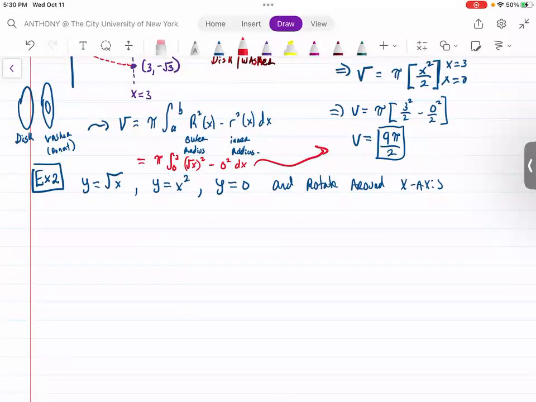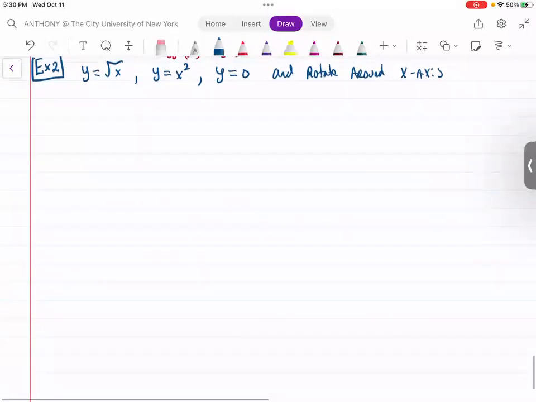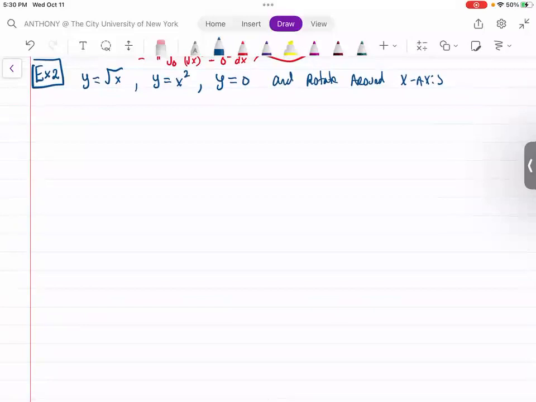All right, second example. Our second example is y equals the square root of x, y equals x squared, y equals 0, and rotate around the x-axis. First of all, I could make my graph. But first thing is, just like in an area problem, what do you want to find? If it gives you two curves, what do you think you've got to find? What else do you think you need to find if you're given two curves? Point of intersection. That's right. So first, let's find the point of intersection.